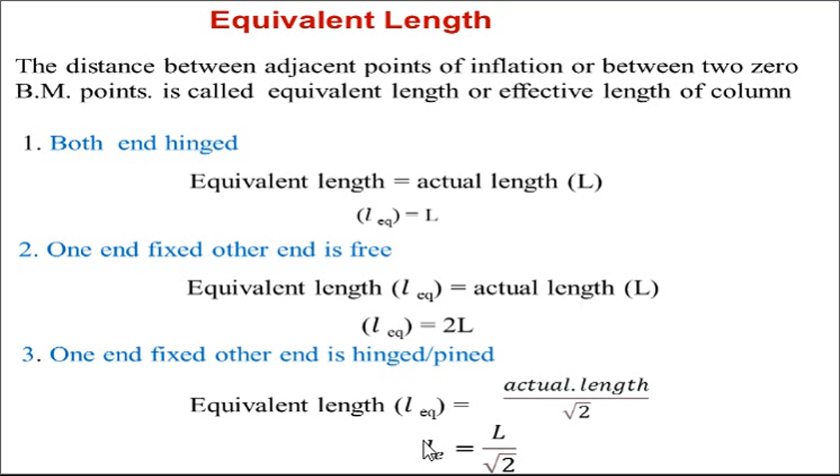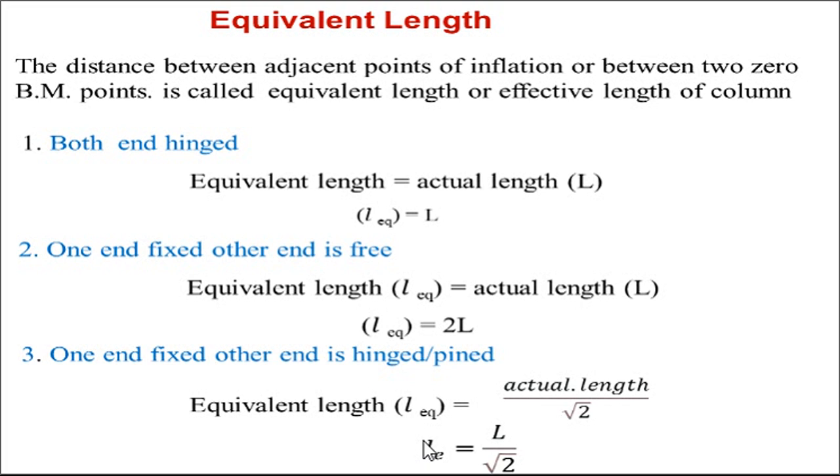So first case, both ends are hinged. Equivalent length is equal to actual length if both ends are hinged. That derivation part we have seen in the last video. Equivalent length is symbolically represented by LE, and actual length most of the time is shown by L. So in that case both are equal, LE is equal to L, the actual length, right?